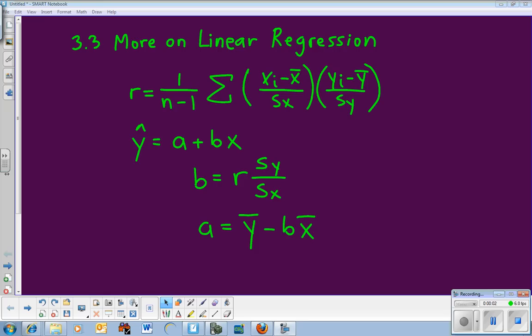All right, today we're going to add to our discussion of linear regression. We talked about how to find the equation of the linear regression and how to find R and what it stood for. I wanted to talk about first just these formulas.